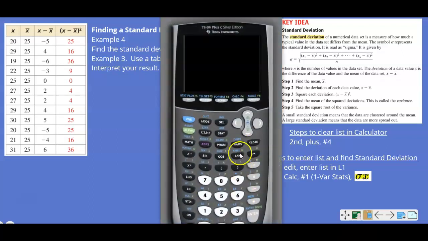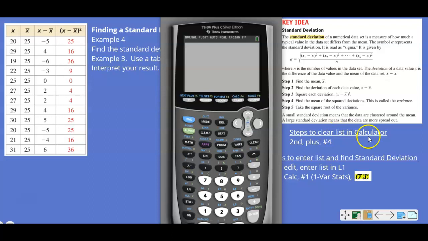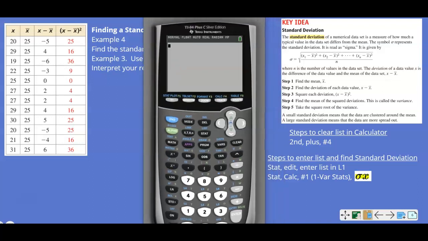I've got the steps written down here, but if you need to clear your list, go to second plus and number 4 is clear all lists. That'll clear your list, which makes the table empty when you go to put it in. To enter the list, you're going to go to Stat, Edit, number 1, and then enter just your x's, all in L1. If you do second quit, that saves the list in there.